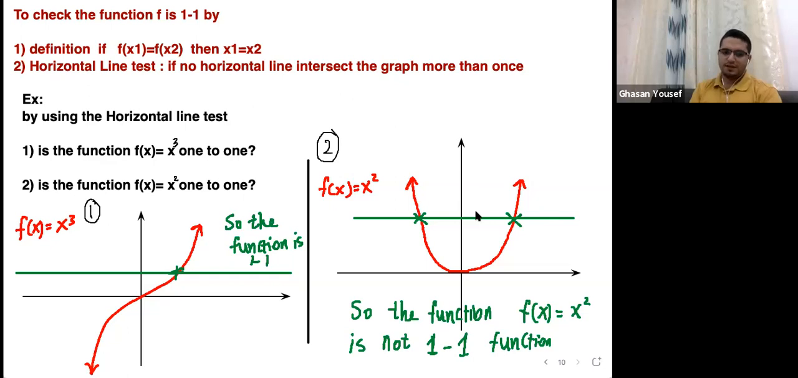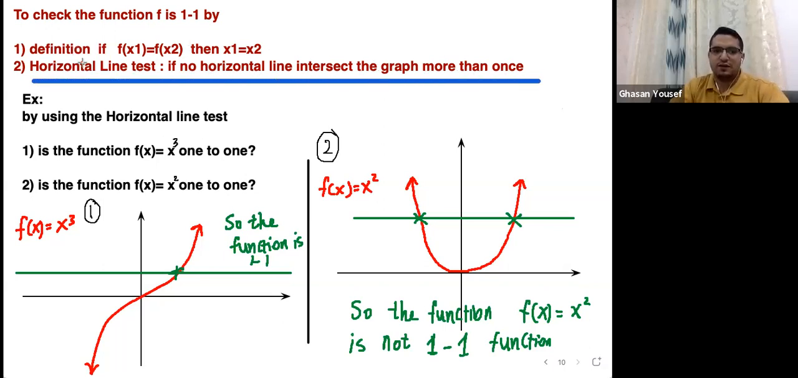Okay, the last thing here, how you can use the definition to check if the function is one-to-one. Right now in this example, we used the second way to check if the function is one-to-one. Now I'm going to use the first one, the definition, to check if a function is one-to-one or not.